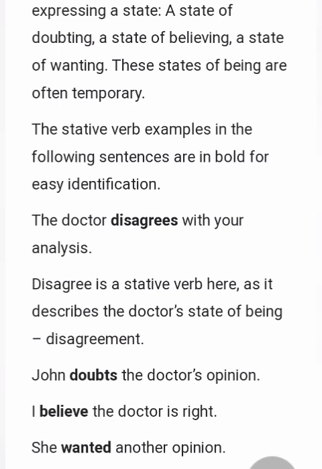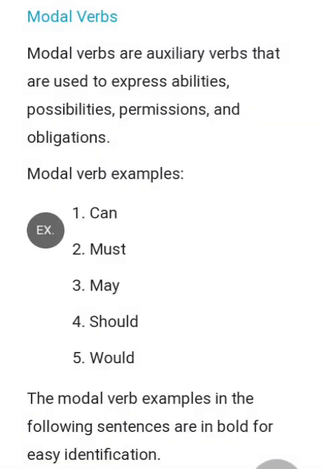The stative verb examples in the following sentences are in bold for easy identification. The doctor disagrees with your analysis. Disagree is a stative verb here as it describes the doctor's state of being in disagreement. Johan doubts the doctor's opinion. I believe the doctor is right. She wanted another opinion.